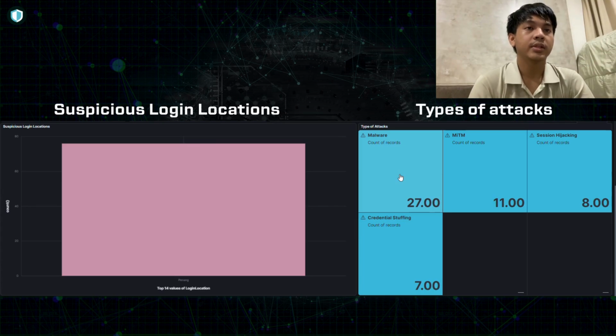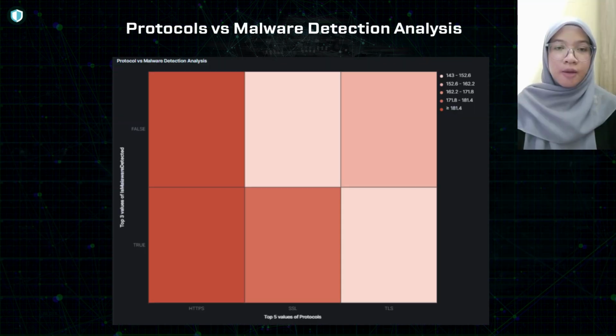Next, we move on to the second highest score for Bachat, which is Penang. The total suspicious. My name is Natasha Idayu and I will explain about this heat map. This heat map provides insights into the relationship between protocols, which are HTTPS, SSL, and TLS, and malware detection.